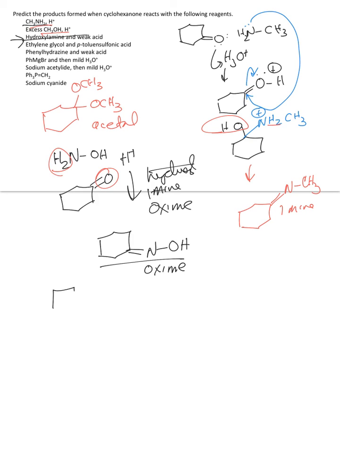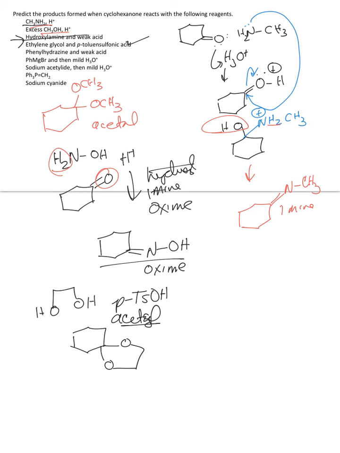Okay, the next one, ethylene glycol. That's ethylene glycol and para-toluenesulfonic acid. So it's just acid. You're going to get the cyclic acetal. So there's your cyclic acetal.